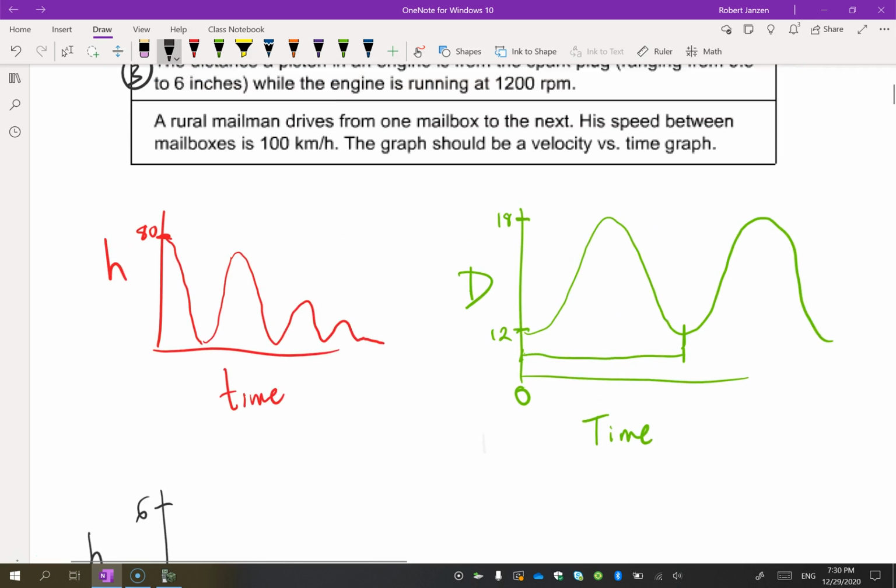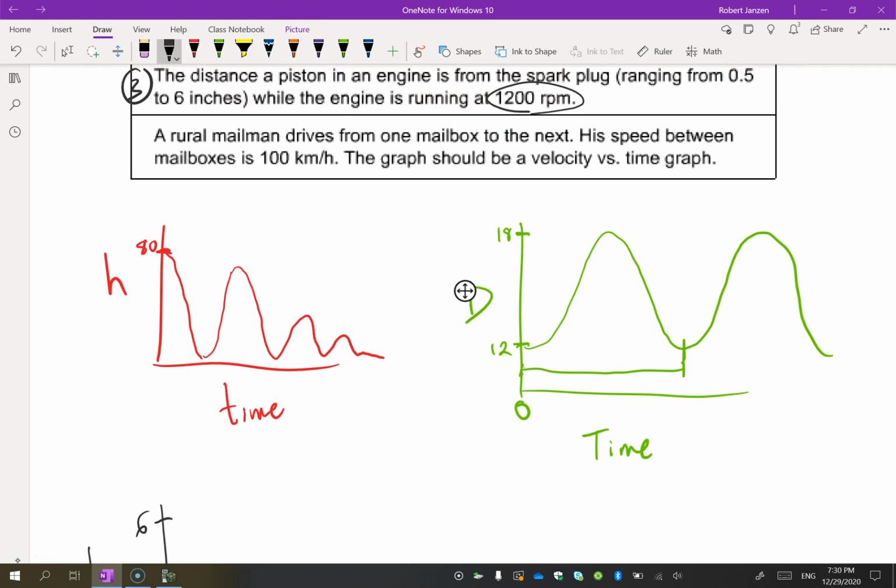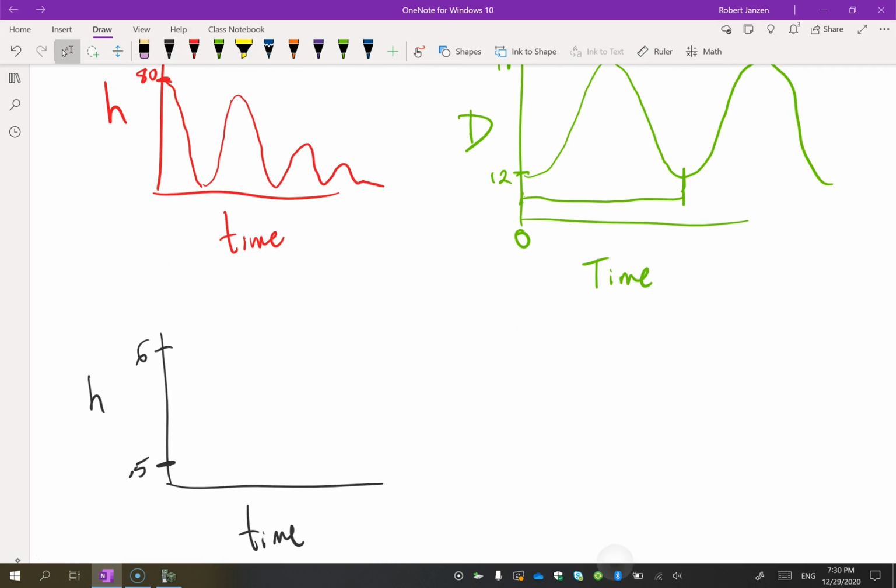Okay, and this is a little bit crazy, but it does this 1,200 times in a minute, 1,200 revolutions per minute. So it's going to go up and down 1,200 times in 1 minute. So if we went to 1 minute, it will have done that 1,200 times. Okay, again, that's periodic. Something's happening over and over and over again, and you can see that the pattern continues.